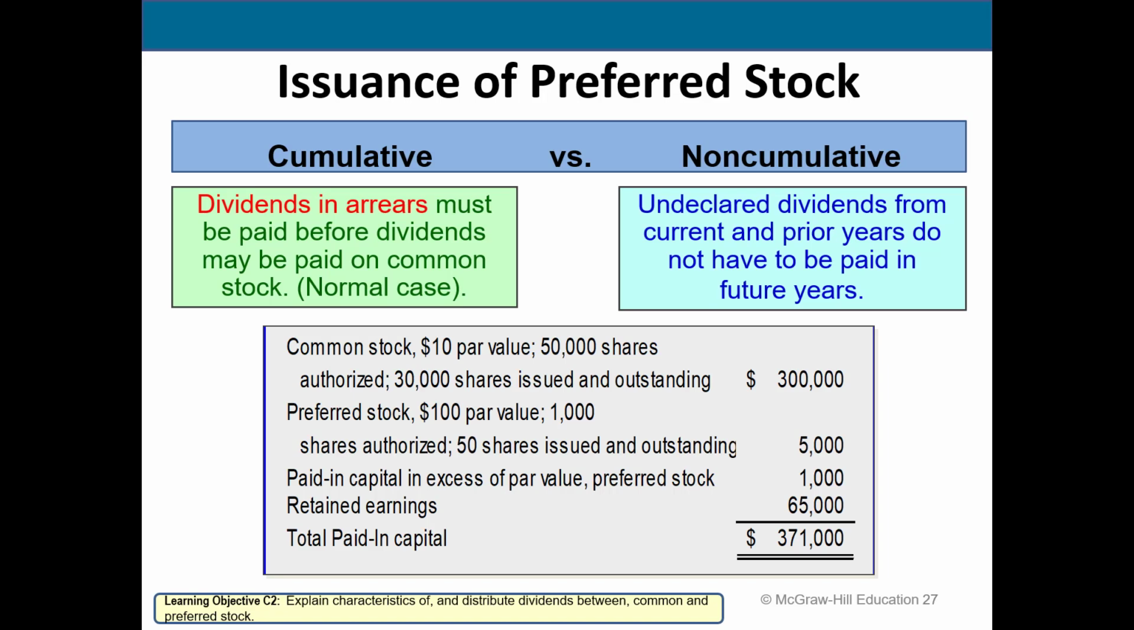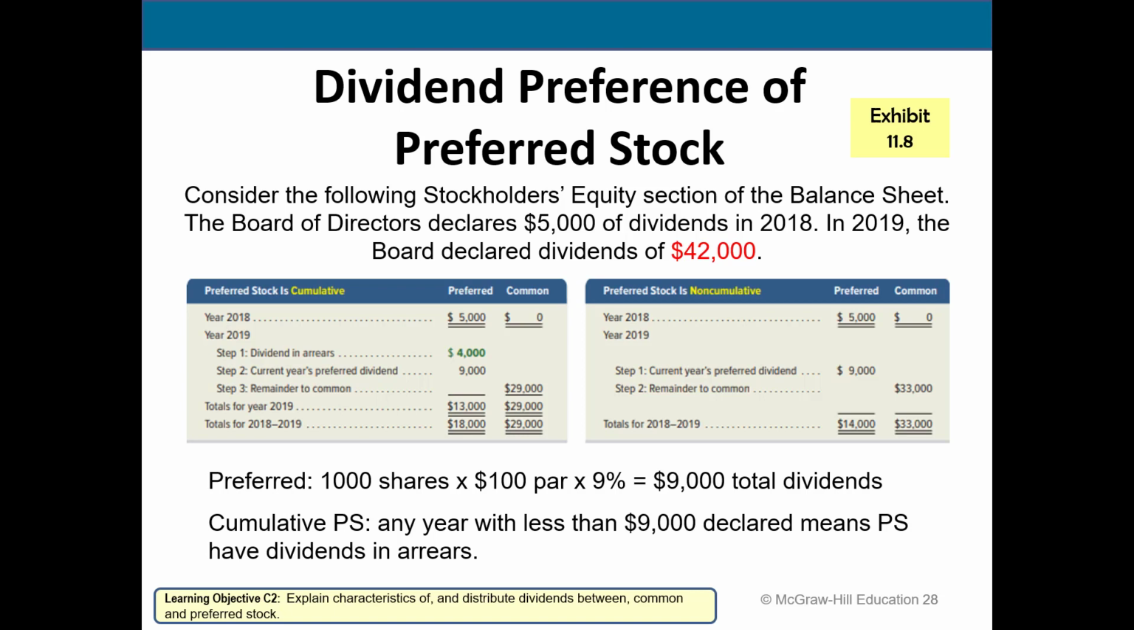We're looking at this example where we have 1,000 shares authorized of preferred stock and 50 shares issued and outstanding of $100 preferred stock. First of all, you have to do a computation similar to this. You have to take the number of preferred shares, multiply it by the par value, and then multiply it by their percentage. It will usually be stated as a percentage of the par value. The preferred shareholders are supposed to get $9,000 in this example.